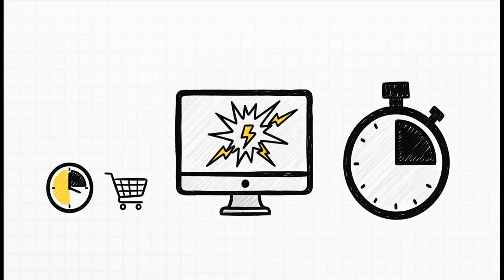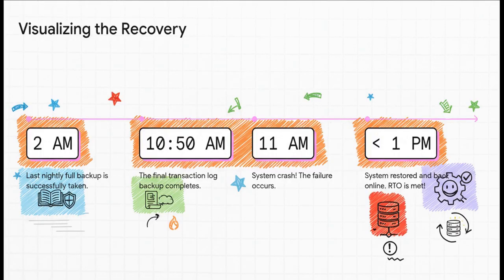Now, the business has been very clear about their goals. The RPO is 15 minutes. They absolutely cannot lose more than 15 minutes of orders. And the RTO is 2 hours. They need to be back up and selling stuff before 1 p.m. Okay, so let's watch how this unfolds.